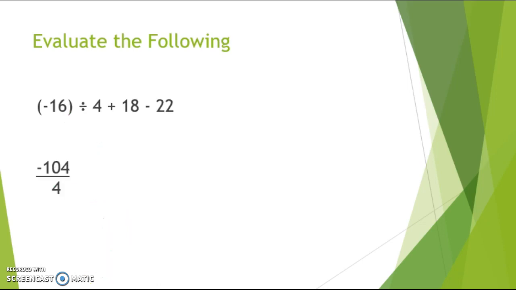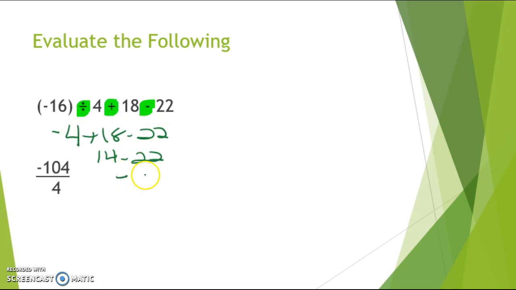Let's move on down here. Evaluate these ones. We have, let's see, we got some division here, addition, we got some subtraction. We got to do our division first. -16 divided by 4 is -4 plus 18 minus 22. -4 plus 18 is 14. 14 minus 22. We're going to get -8. That is our final answer. I'm going to go ahead and highlight that.